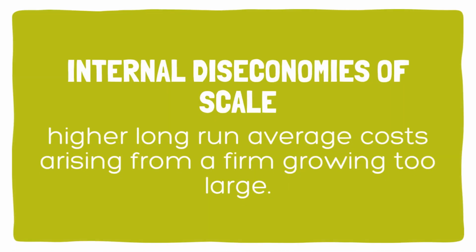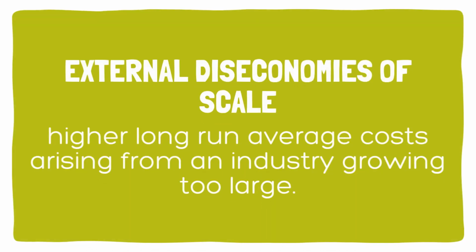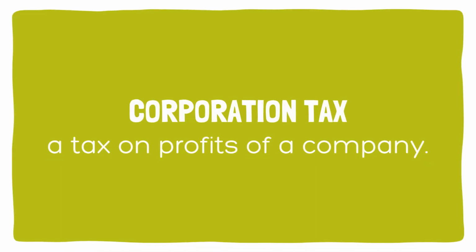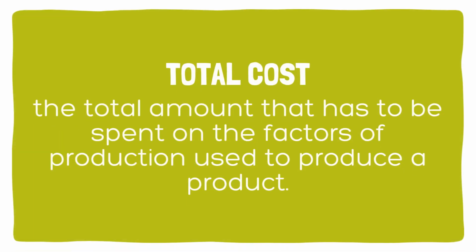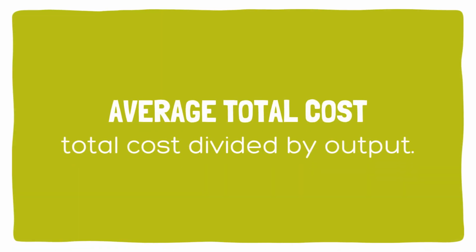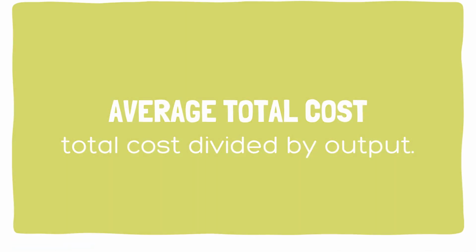Internal diseconomies of scale are higher long-run average costs arising from a firm growing too large. External diseconomies of scale are higher long-run average costs arising from an industry growing too large. Corporation tax is a tax on the profits of a company. Total cost is the total amount that has to be spent on the factors of production used to produce a product. Average total cost is total cost divided by output.